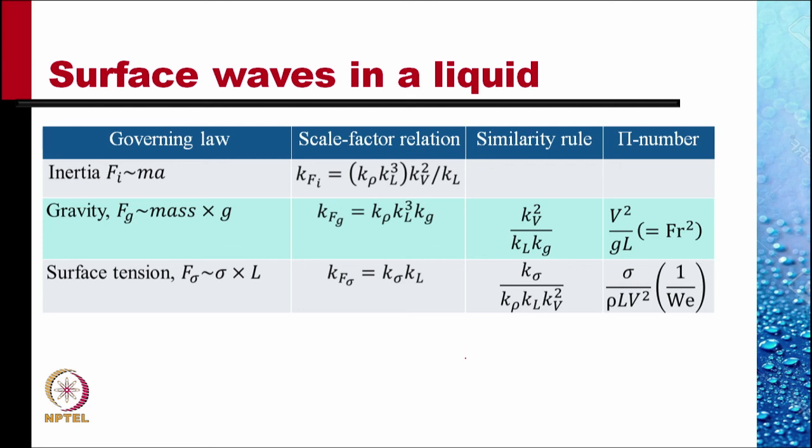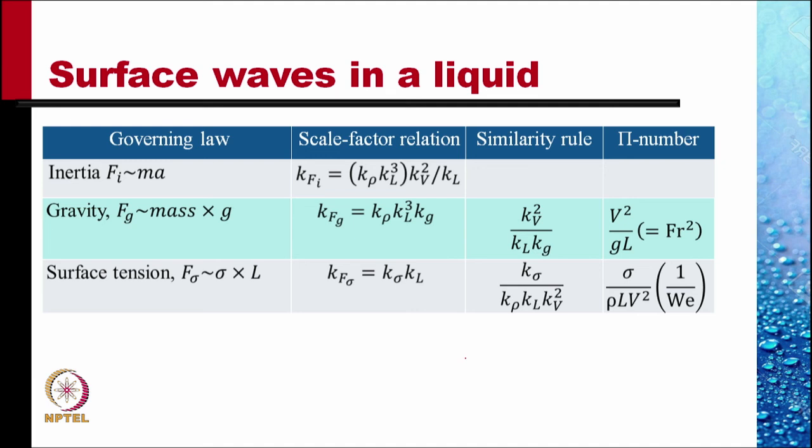From this, we get two similarity rules. Kv squared divided by KL Kg should be 1, and K sigma divided by K rho KL Kv squared should be 1, and from this we get two pi numbers. V squared over gL, in the two flows, the model and the prototype, should have the same value, and sigma over rho L V squared should have the same values in the two flows.